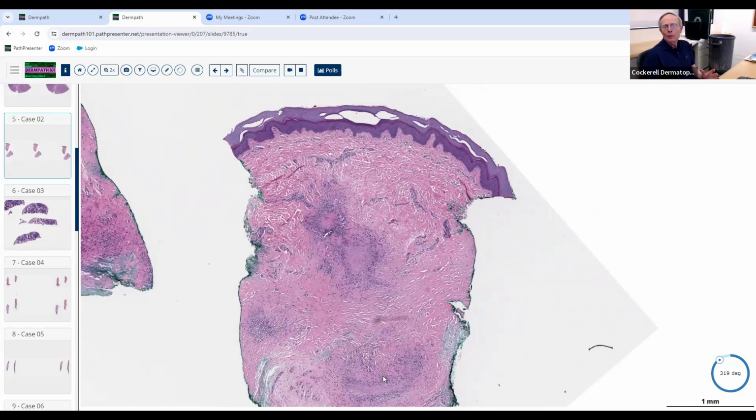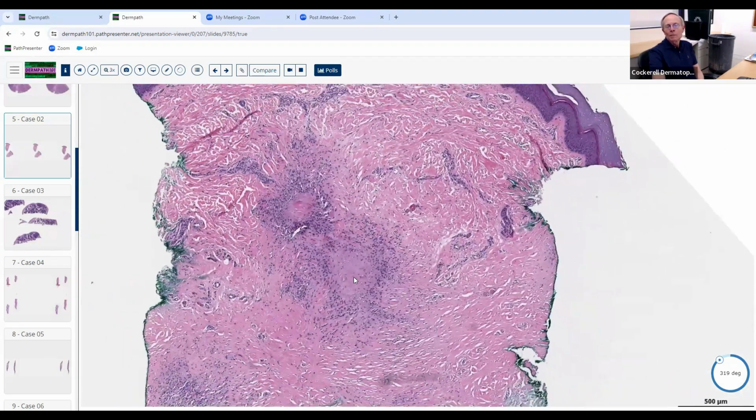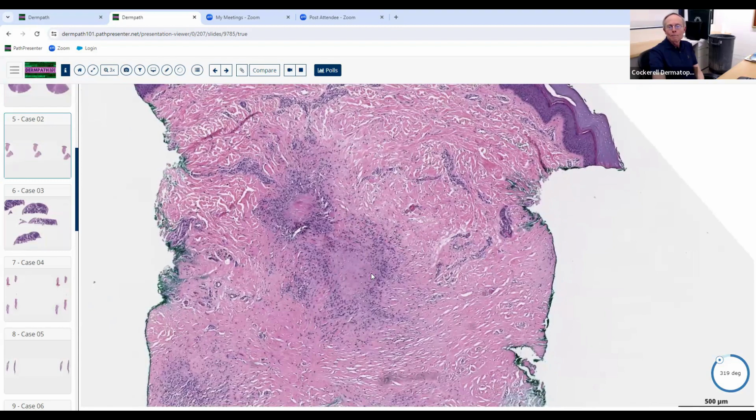So it looks a little bit different. It's more of a diffuse process with palisaded granulomas, with the degenerated collagen going almost from top to bottom and side to side. So that's the classic pattern of NLD when you see that histologically at low magnification.